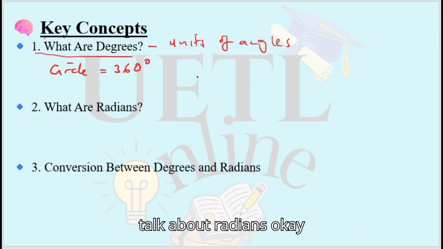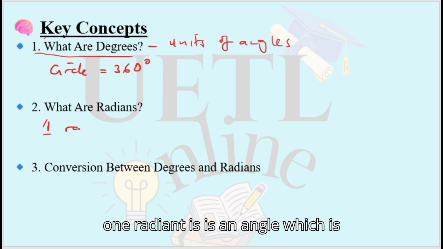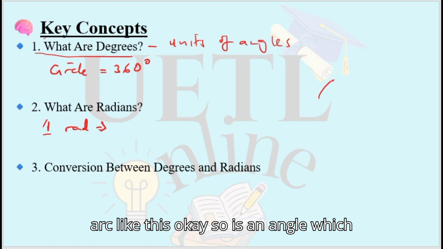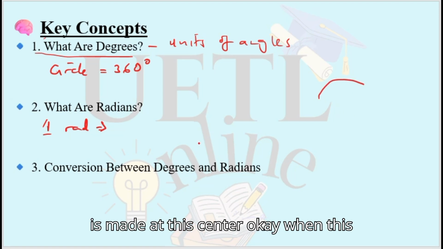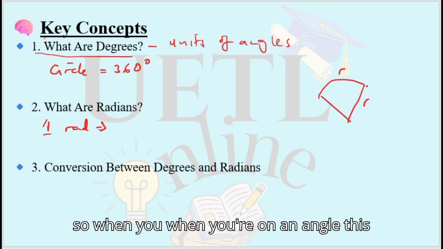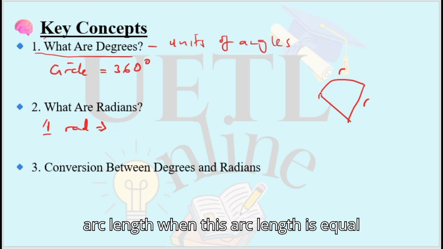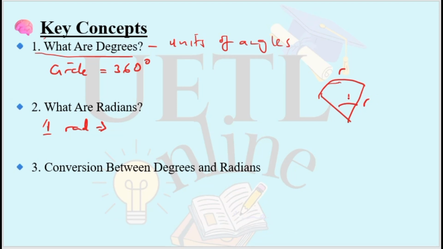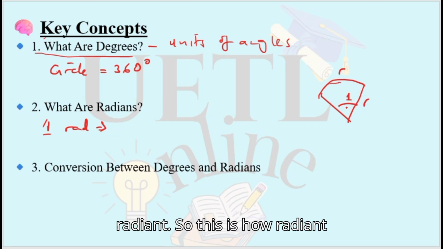Now let's talk about radians. One radian is an angle which is made at the center. Let's say you have an arc like this. It's an angle made at this center when this radius is equal to this arc length. When the arc length is equal to the radius of the circle, this means that here we have 1 radian.